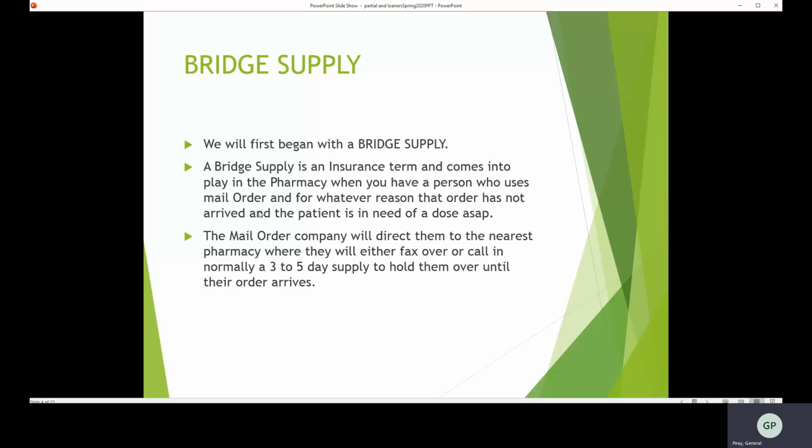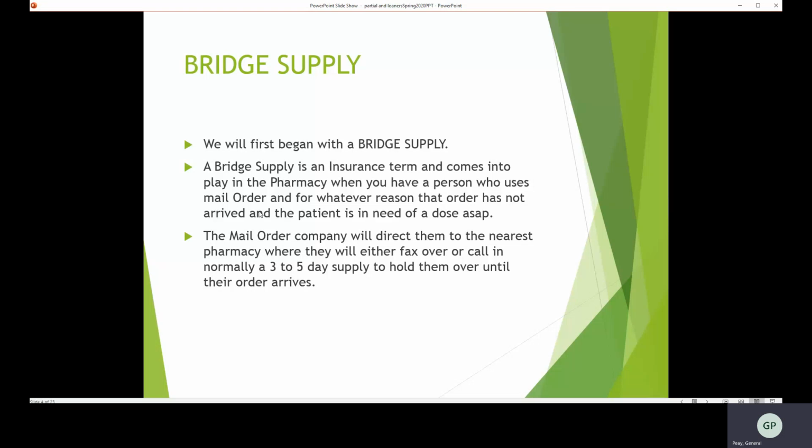The post office already did their deliveries and I am out of medication and I need to take my medication. What the mail order will actually do is they'll ask the customer, what is the closest pharmacy to you? And they give them a location. Then the mail order company, the insurance company, will actually call that particular pharmacy.